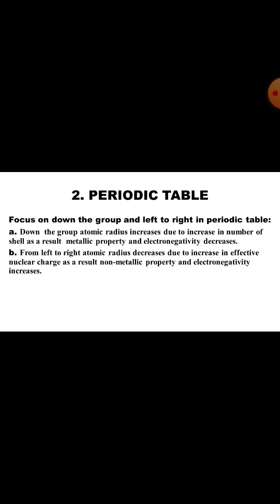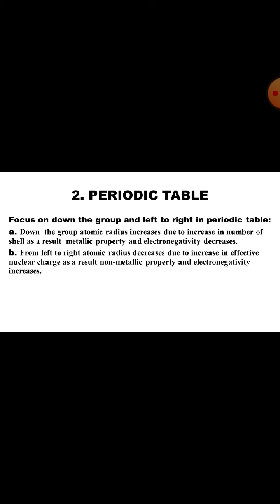Next, we have to know about the periodic table. In the periodic table, we have to focus on down the group and left to right. The whole table basically depends on two types of properties. One, atomic radius down the group, and second, atomic radius from left to right. Down the group, what happens?